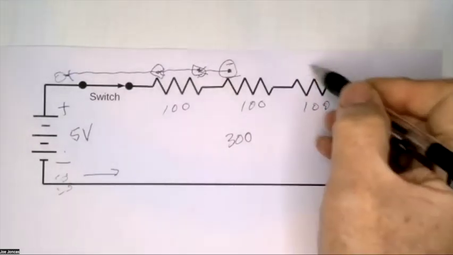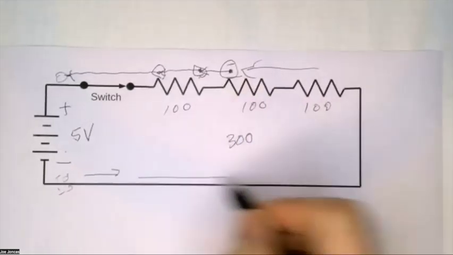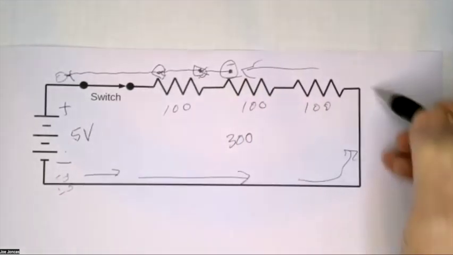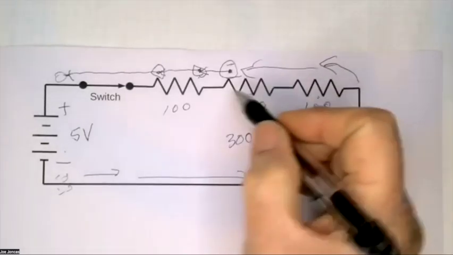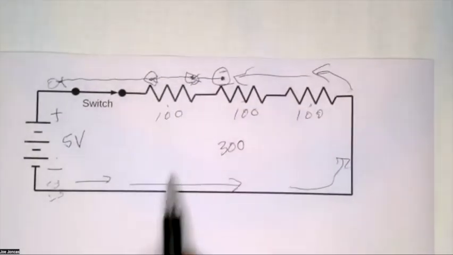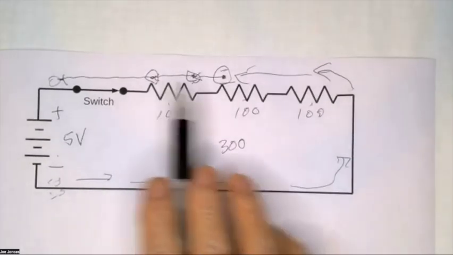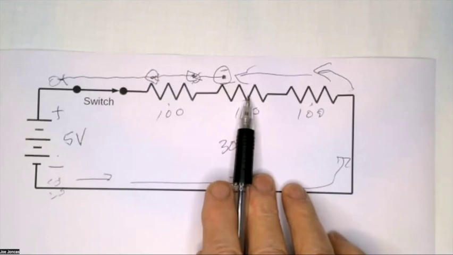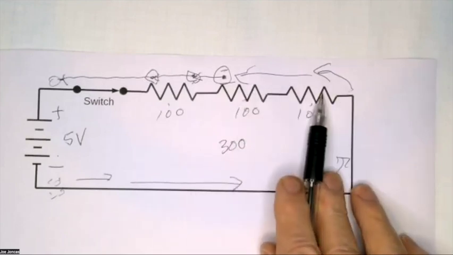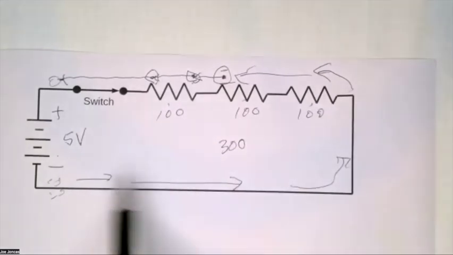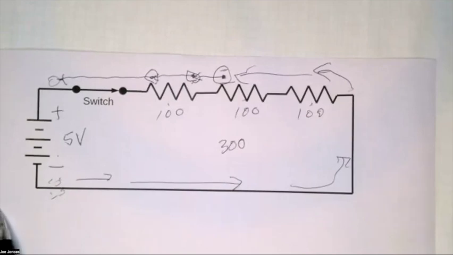So the electron current goes this direction, around the corner, and it goes through each one of these resistors. Now, can somebody tell me how much current is going here compared to how much current is going through here compared to how much current is going through there? All the same? All the same. Every single one of them. Because they're all hooked up in series, the current is the same.